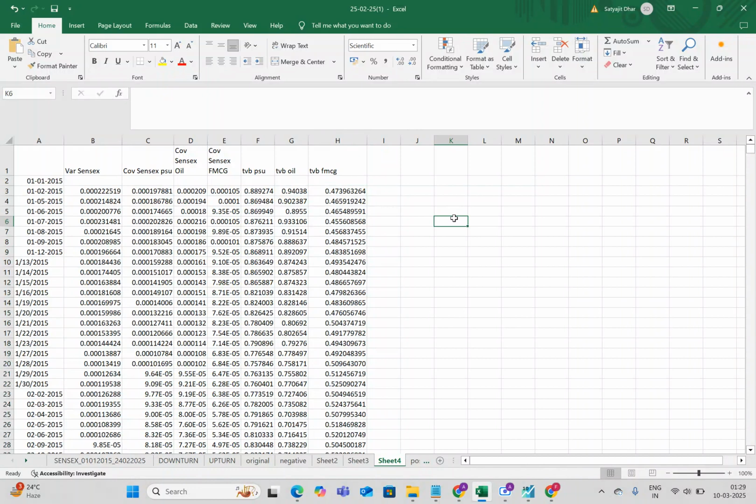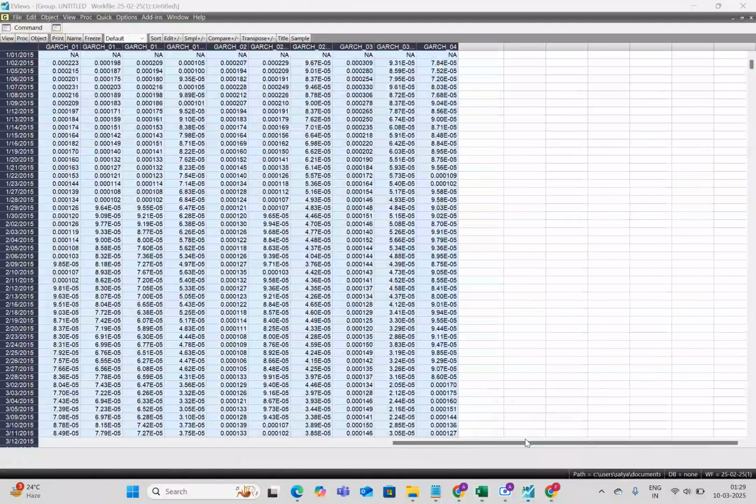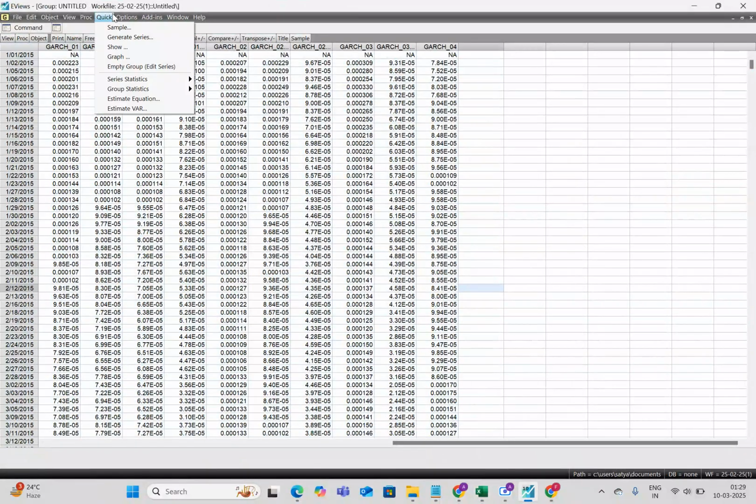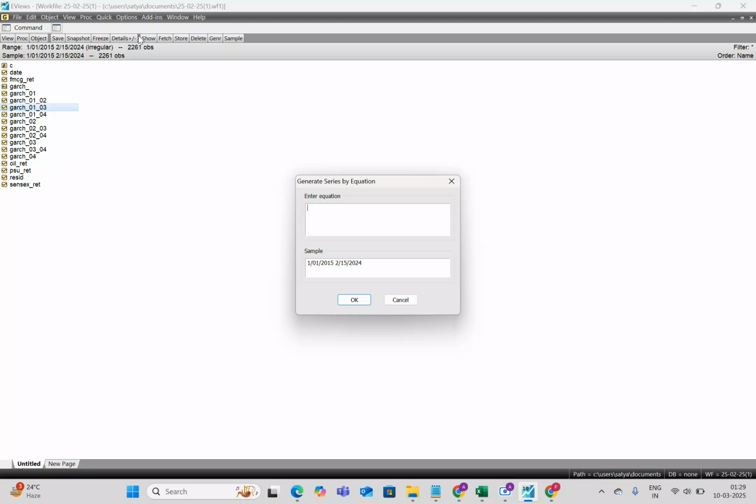Okay, so we have it here. You can copy and paste it into EViews also, but then you wouldn't have the correct date format. So let us generate the series in EViews for a few cases. We go to Quick, we go to generate series.